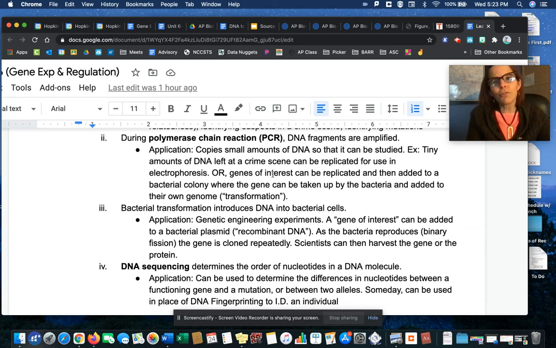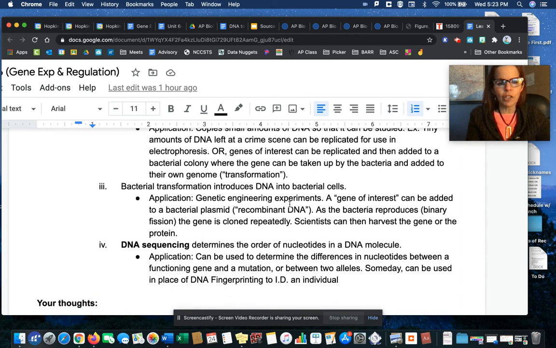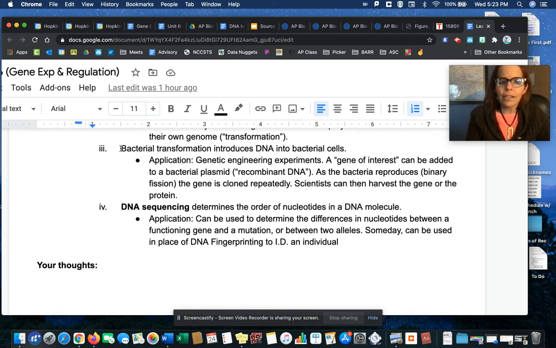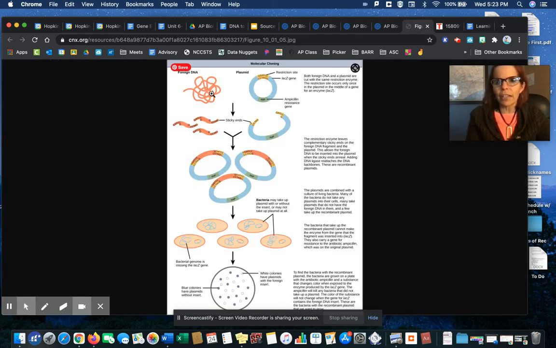PCR can also be used to copy genes of interest, so genes that scientists are studying. We can make all kinds of copies of it. And then we can use those in genetic engineering experiments, which ties into the second to last one, bacterial transformation. That's what we're doing in these genetic engineering experiments.